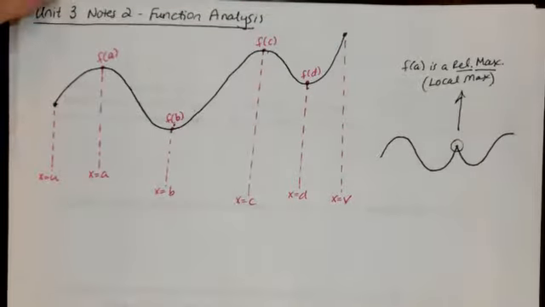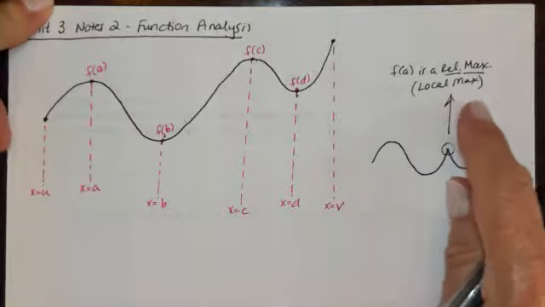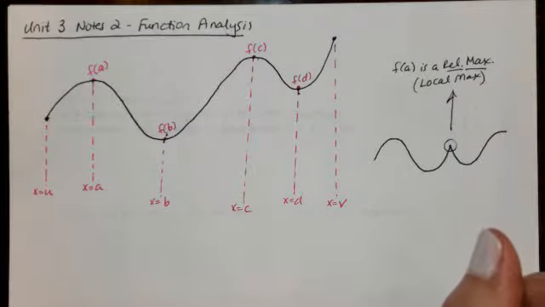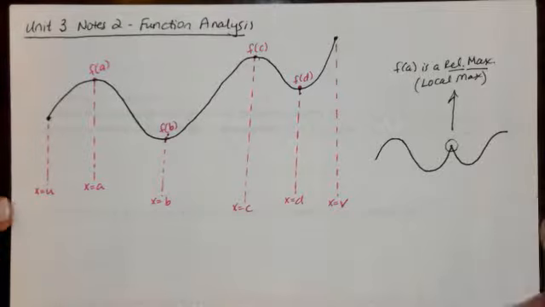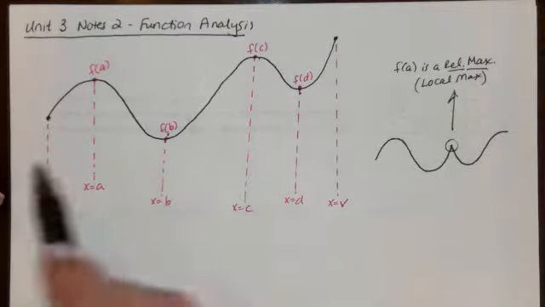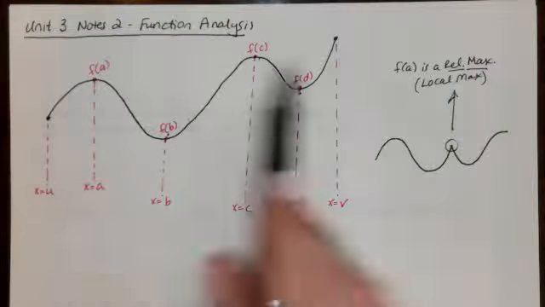Okay, next up, so I talked about relative or local maxes and mins. What about absolute max or min? So we also have this term that's an absolute maximum and an absolute minimum. An absolute max is the absolute maximum y value in a graph or of the function.